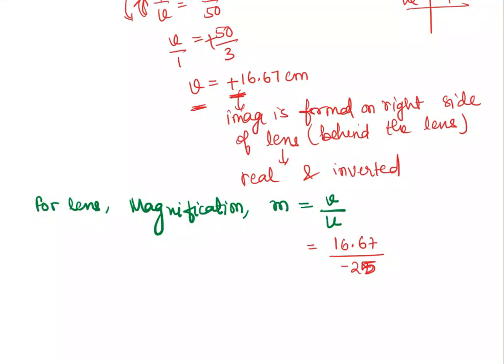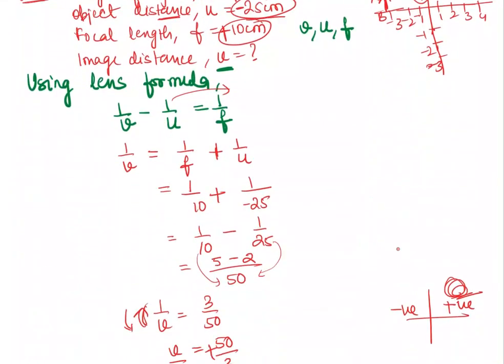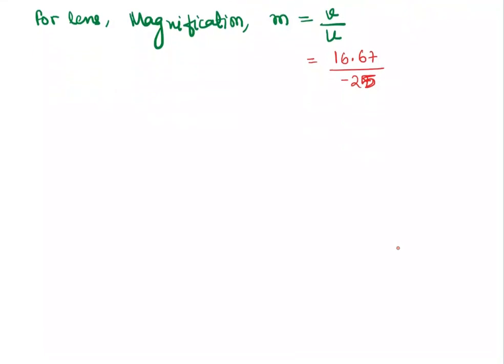As we have already found, 16.67 is the image distance and object distance is minus 25. Now substituting the values and after calculating, we get the value of M as negative 0.66. And as the magnification is unitless, because centimeter is the unit for image distance and centimeter is also the unit for object distance, both units cancel out, so magnification is unitless.